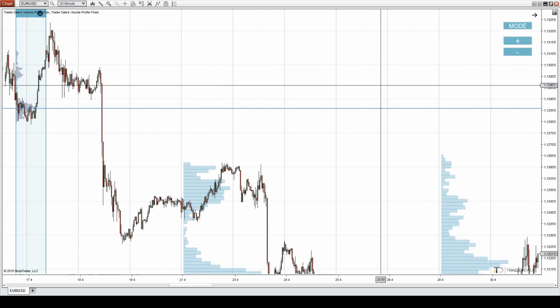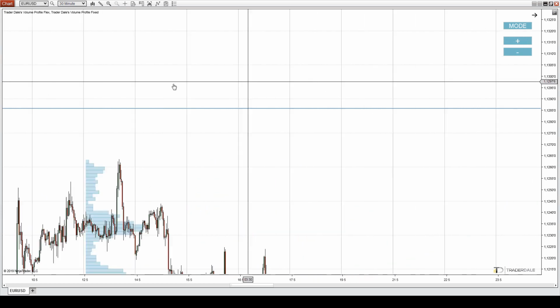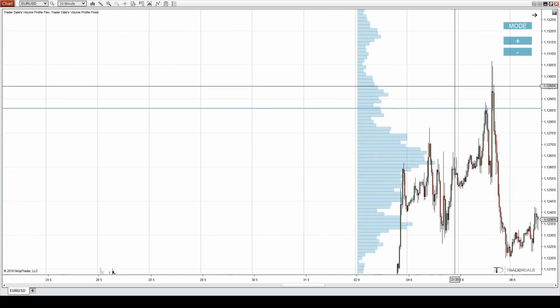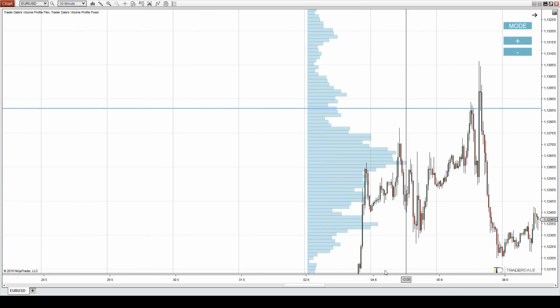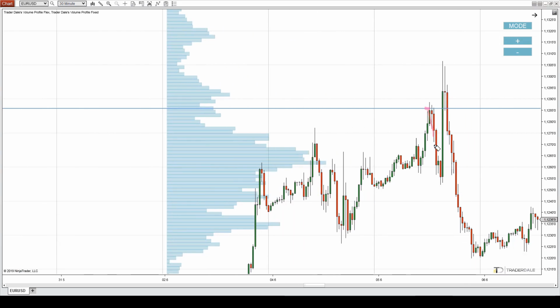Alright, so let's see what happened when the price went back to the level. As you can see, there was a nice reaction to the level, nice reversal. So you would have your money back eventually if you took a reversal from this level. Let me check if there is any confirmation of the reversal.